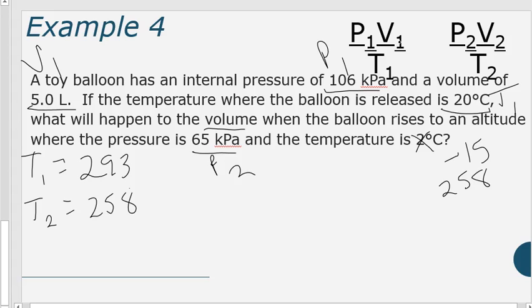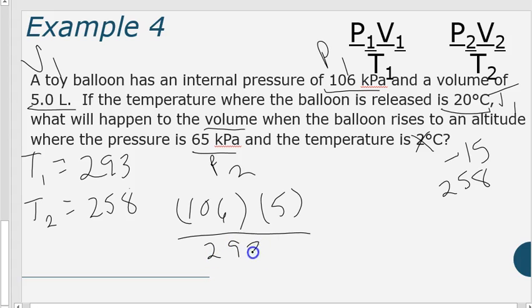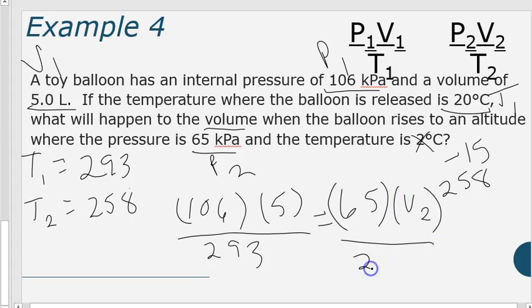All right, so we're going to plug our numbers in here. Start with pressure, 106. P1 times V1. V1 was 5. We're going to divide that by T1, which we calculated at 293. That's going to equal P2, which is 65, times V2, which is what we're looking for. That's our X, divided by 258.